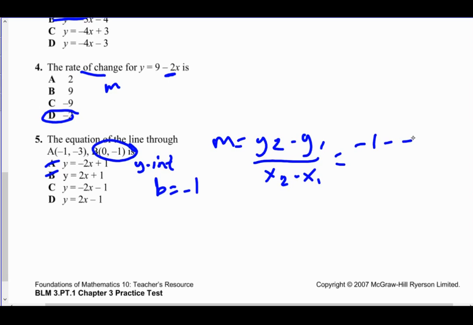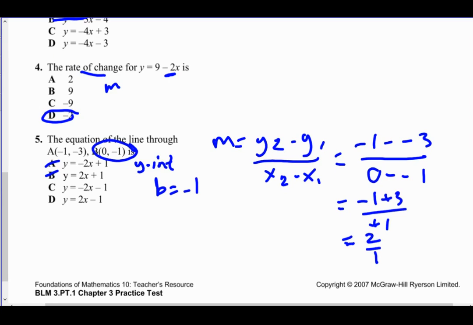-1 minus -3 and 0 minus -1. So we have -1 plus 3 and +1. So that's going to be 2 over 1. Okay, so slope is 2 over 1. Which one has, so Jacob, yeah, it's going to be D now, right? Because it's a positive slope, +2.